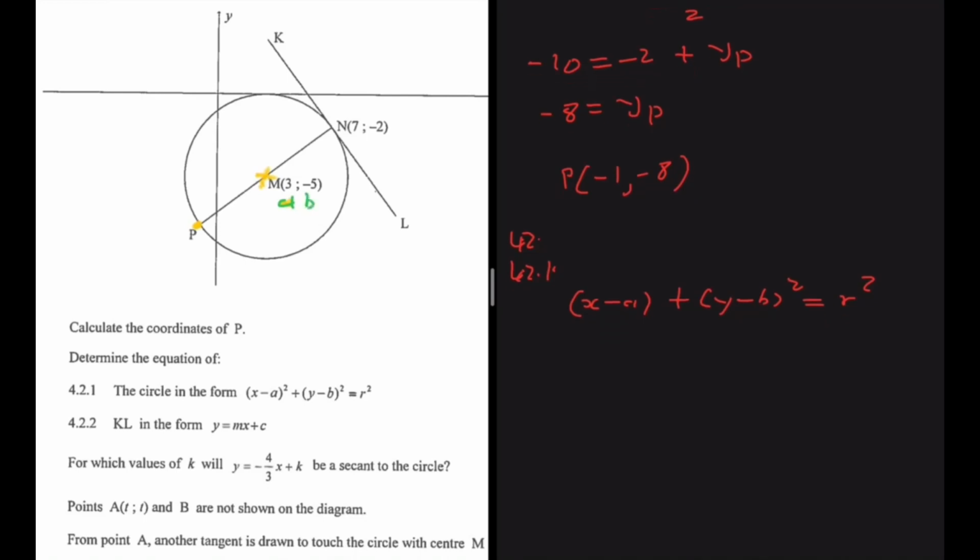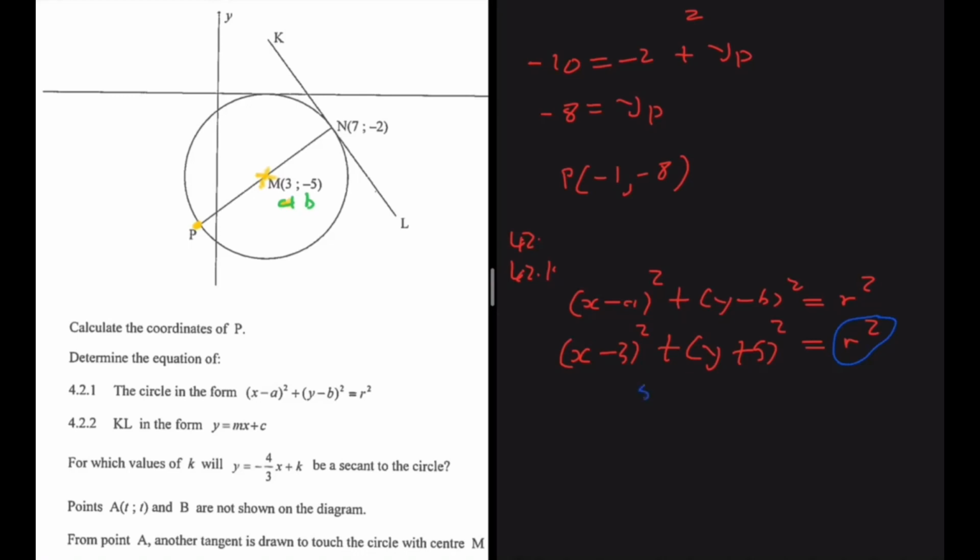Or minus 5. So if we put that into this equation, we shall get x minus 3, squared, plus y minus minus 5, so that will just be plus 5, squared, is equal to r squared, right? Now we have to find r squared. So to find r squared, we're just going to take a point on the circumference of the circle and substitute into this equation, right? Or we can just determine the length of MN using the distance formula, but let's just substitute it into the equation.